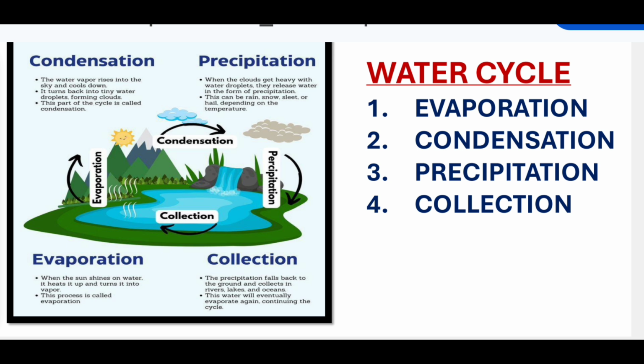Once all that water comes back to the earth, the fourth step of the water cycle takes place, which is nothing but collection. What happens in collection? The precipitation falls back to the ground and collects in rivers, lakes and oceans. This water will eventually evaporate again, continuing the cycle. This is how the cycle goes, round and round. From collection again it will go to evaporation, condensation, precipitation, back to collection. This is an unending cycle which never ends.